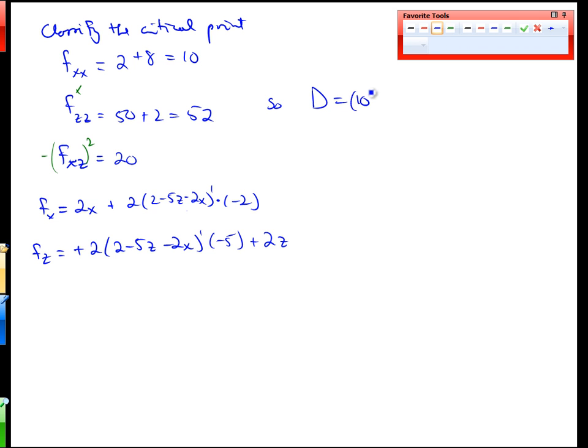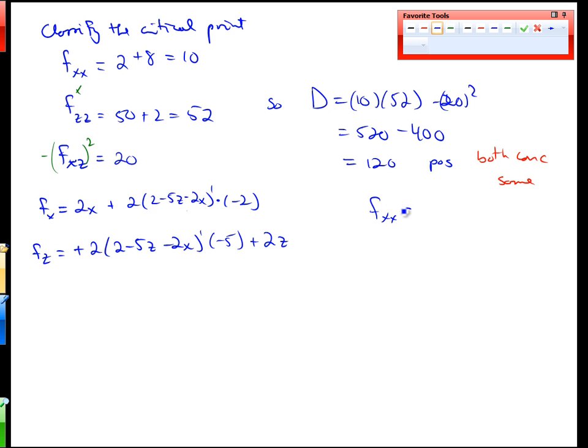Okay. So again, our d value, which would be these two things multiplied minus this thing squared, 10 times 52 minus 20 squared, that's 520 minus 400, or better known as 120. That's positive. So both concavities are the same at this critical point. And what else do we know? We know that, let's take the second derivative with respect to x, which is positive. That's concave up. So we have two directions which are concave up.